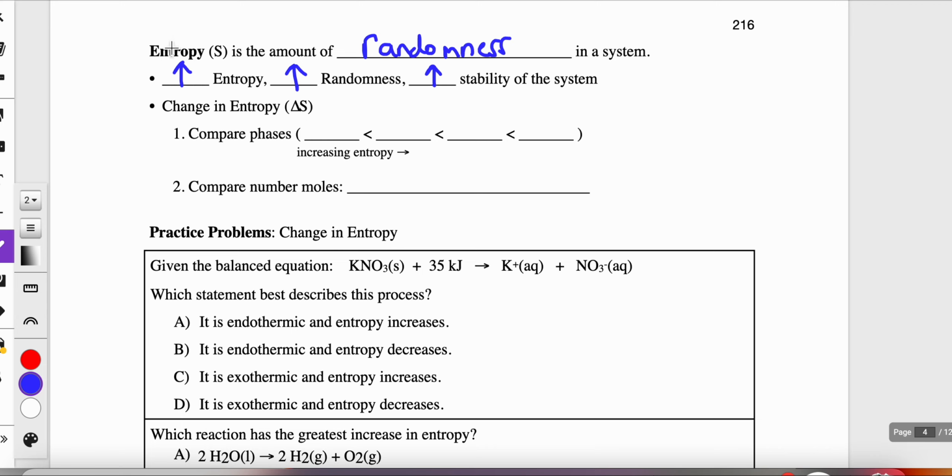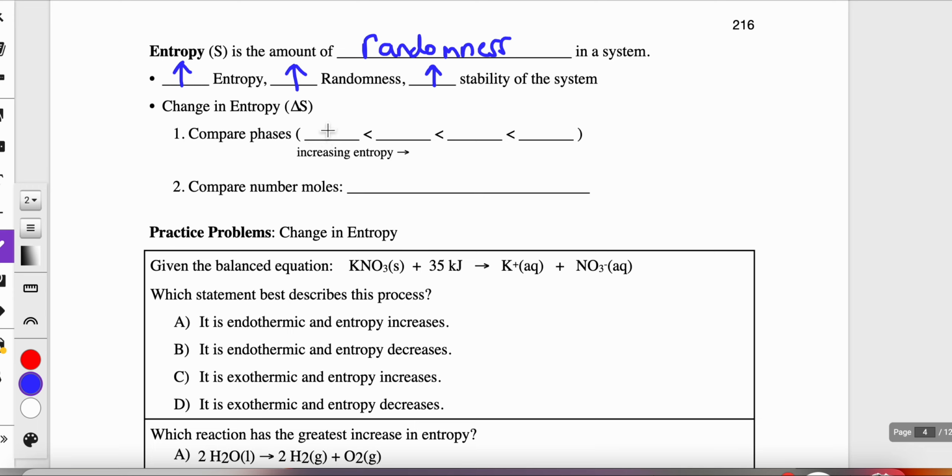Be able to define that entropy represents the amount of randomness or chaos in the system. You may be asked to look at an equation and identify if the entropy increases, decreases, or doesn't have any significant change. So the first thing I want to remind you to look at are the phases. What phases do you see on the reactant side versus the product side?